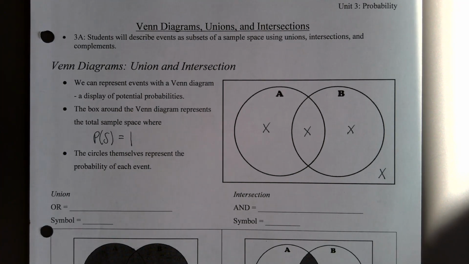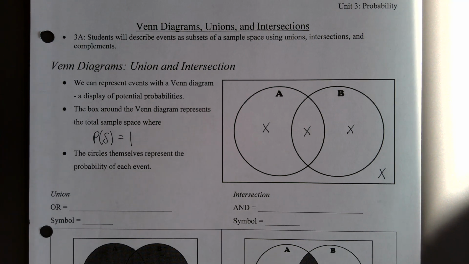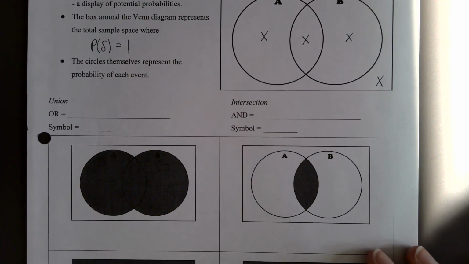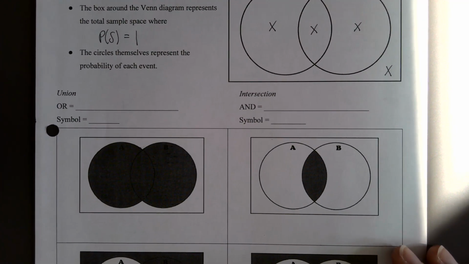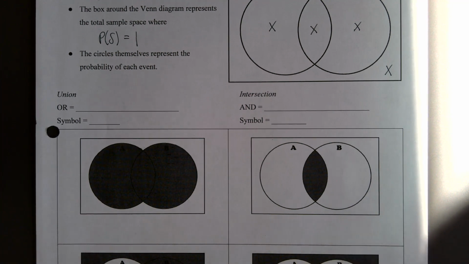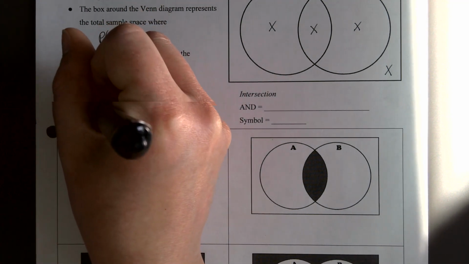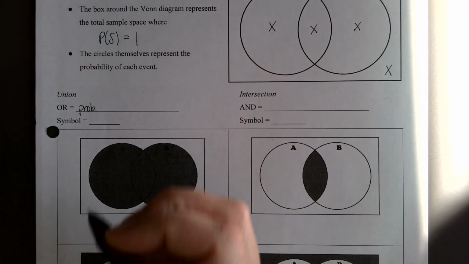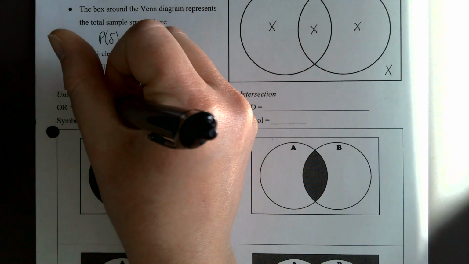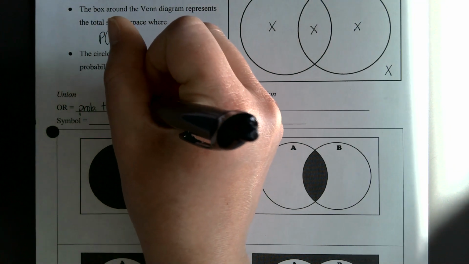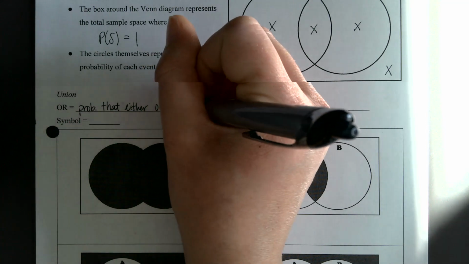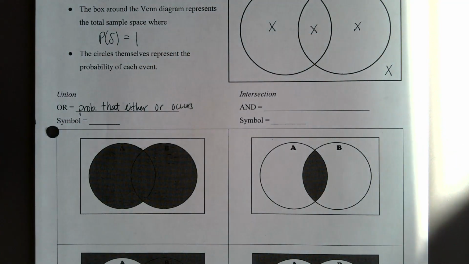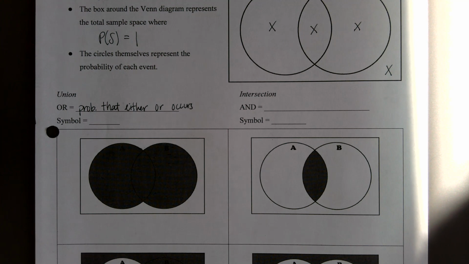So let's go ahead and take a look at unions and intersections, because we've talked about these in the past, and we talked about our "or" and our "and", and now we're just putting more symbols to those "and" or "or" representations of probabilities. So remember with our or probability, the probability that either event occurs, so either event A or event B occurs.